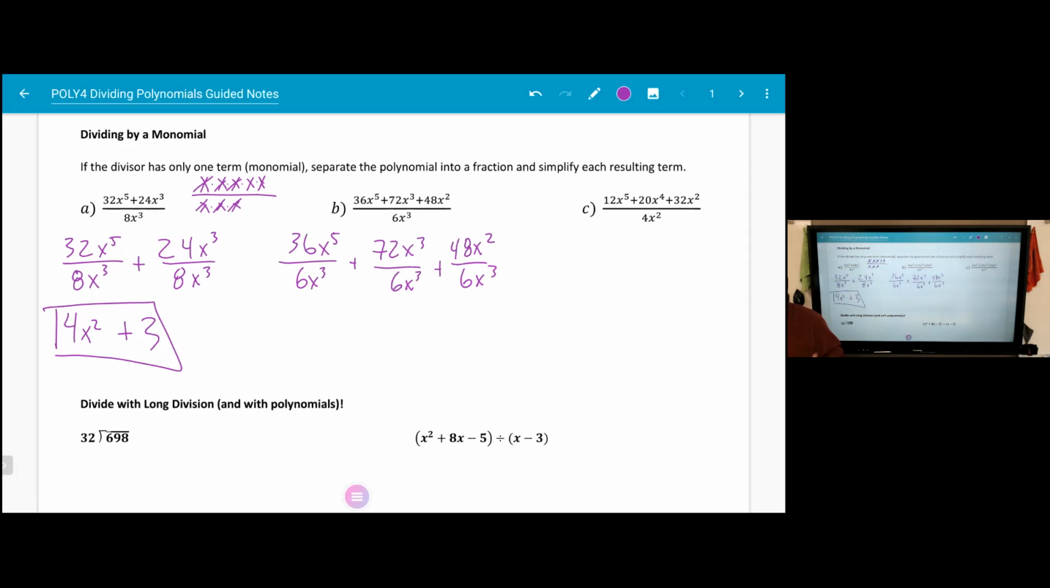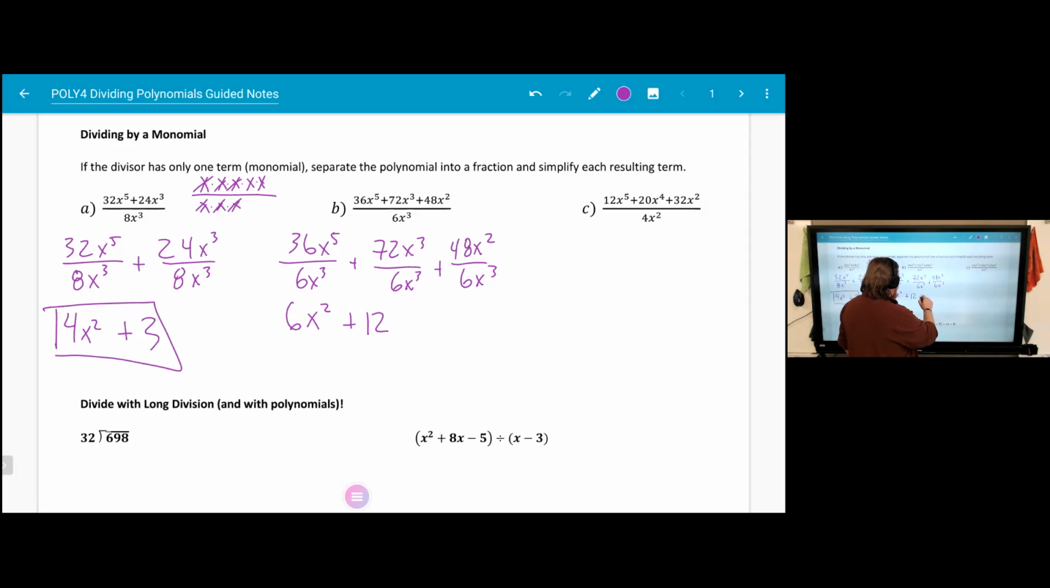And now that we've done that, same thing. 36 divided by 6 is 6. X to the 5th divided by x cubed is x squared. Plus 72 divided by 6 is 12. X cubed divided by x cubed is just 1, so that simplifies there.